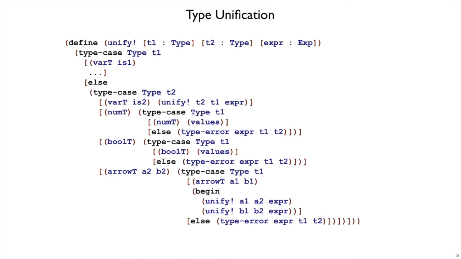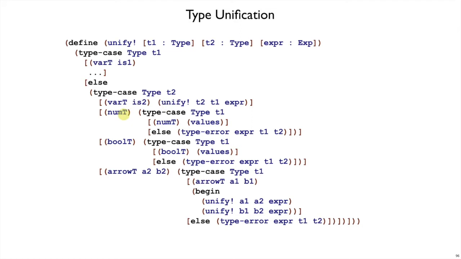Based on those examples and our earlier slide with the bullets, we can implement unify like this. Here we've got two type arguments, and there's the interesting work where the first one is a type variable and all the other cases where it's not. In those other cases, it depends on what t2 is. So if it's a type variable, this is where we swap it around.